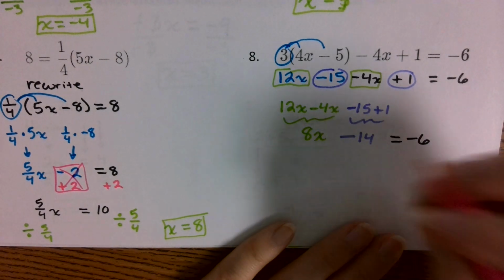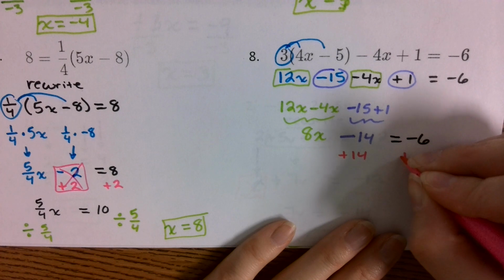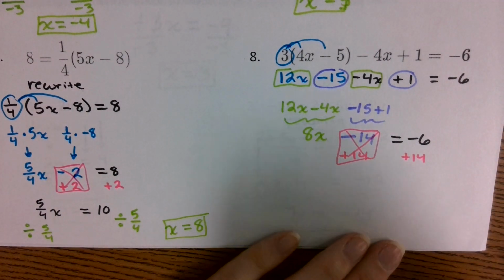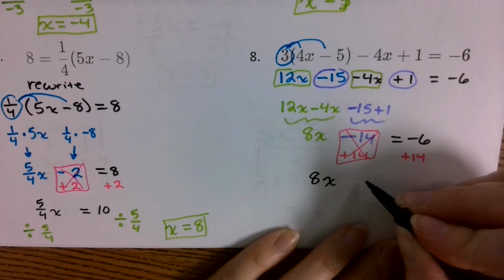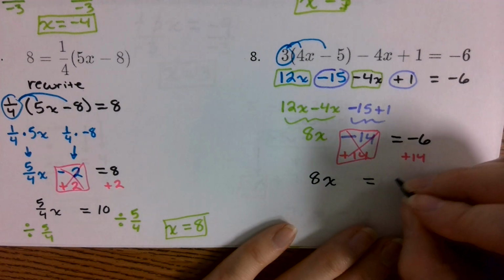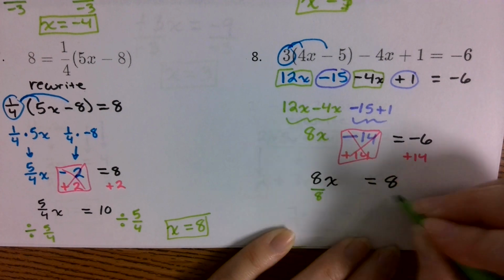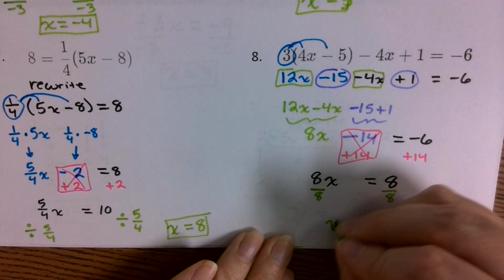Now I can start solving. If I add positive 14 to both sides, that creates the 0 pair. I'm left with 8x is now equal to a positive 8. And then I'm going to divide both sides by 8 and get x is equal to 1.